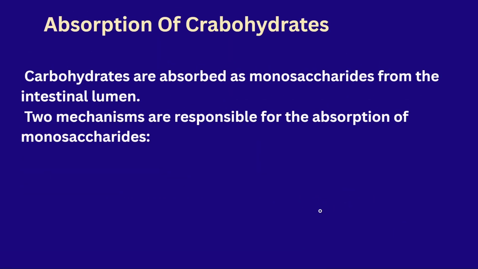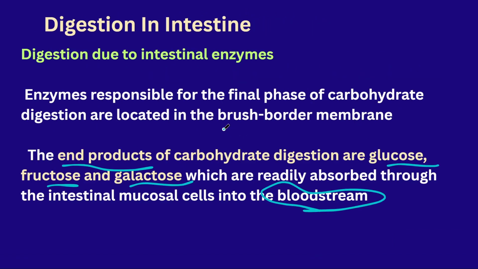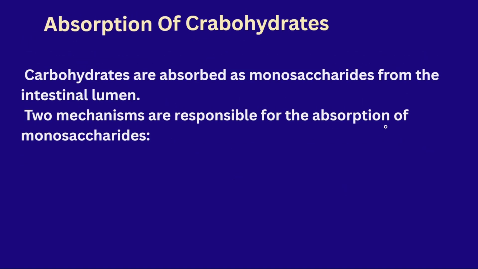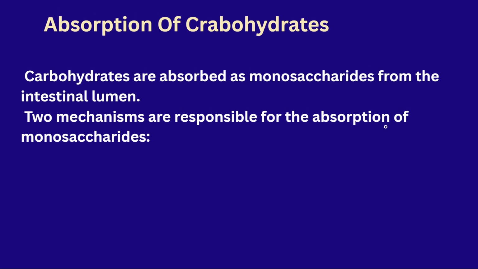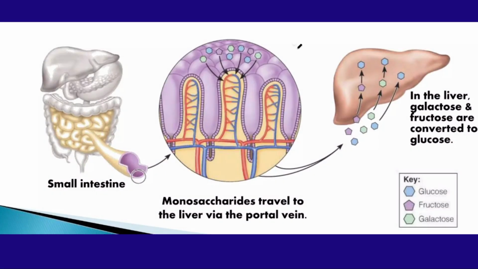Here the body contains the brush border membrane, that means villi. In the intestine we have the microvilli. These are small structures which are helpful for taking glucose into the blood. Don't get confused, it is very easy and you will be able to understand if you watch this video once or twice. Absorption. If we understand the absorption of carbohydrates, there are two main mechanisms.